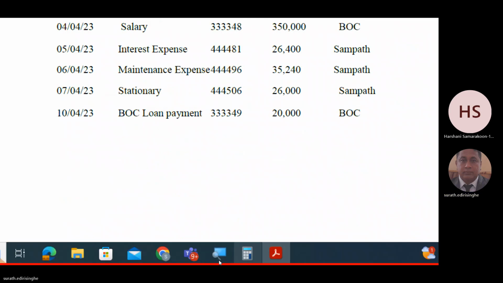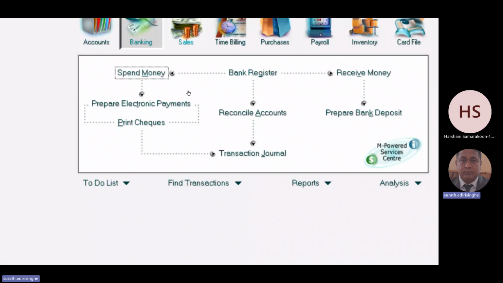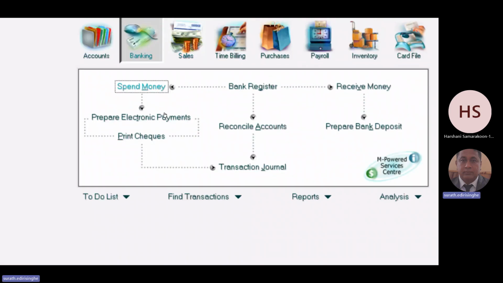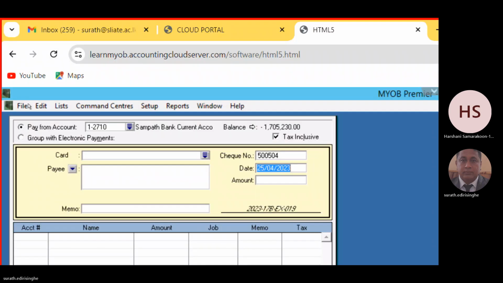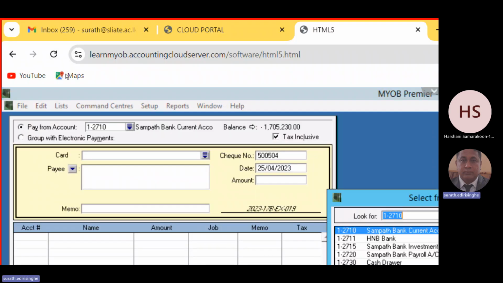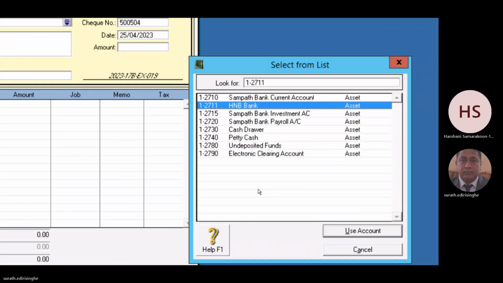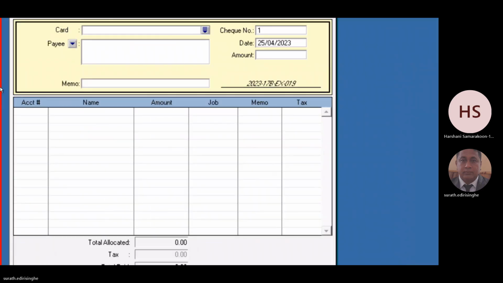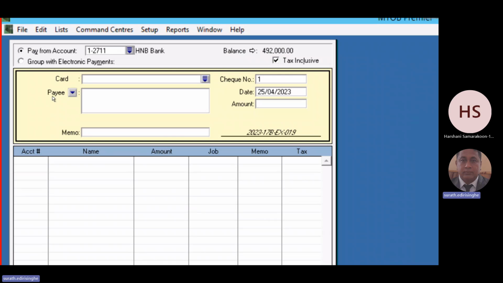Shall we start? Where we recorded? Petty cash module. Select the bank, payment bank by HNB. Right? Type here loan payment dash HNB. Use the check number here 250, 150.